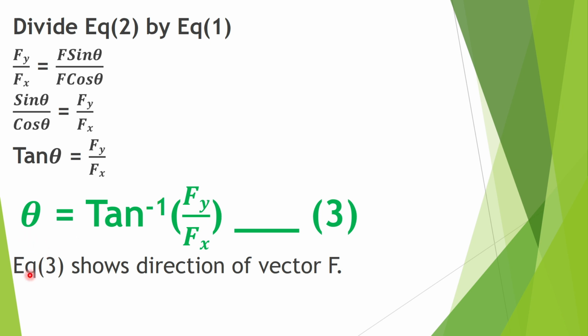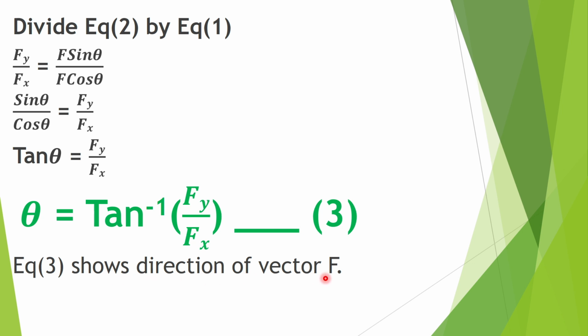This is equation 3, which shows the direction of vector F. Direction of vector F means that if you want to calculate theta, that is the angle, whether it is 30 degrees, 45 degrees, 50 degrees, 65 degrees or whatever, you can determine theta by this formula. If you have the value of the y component, that is the vertical component, and the horizontal component, put the values, solve, and you will get the angle theta. So equation 3 shows the direction of vector F.